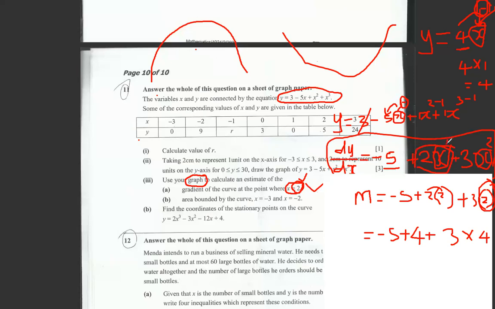After doing the dy dx, we are not substituting in the original equation. This is our gradient function. Therefore, we are substituting the values of x in the gradient function so that we find the gradient.